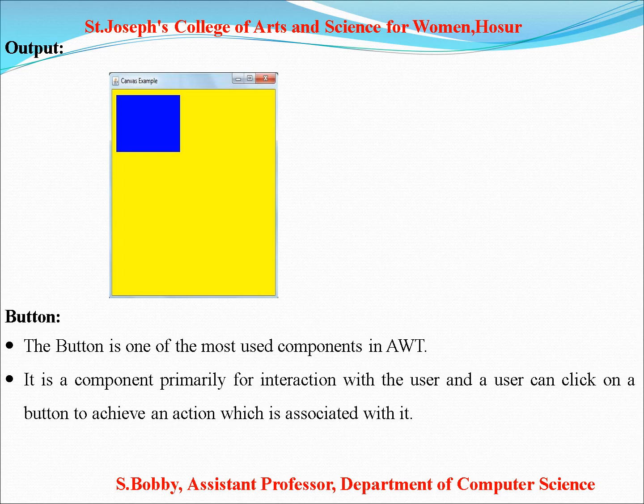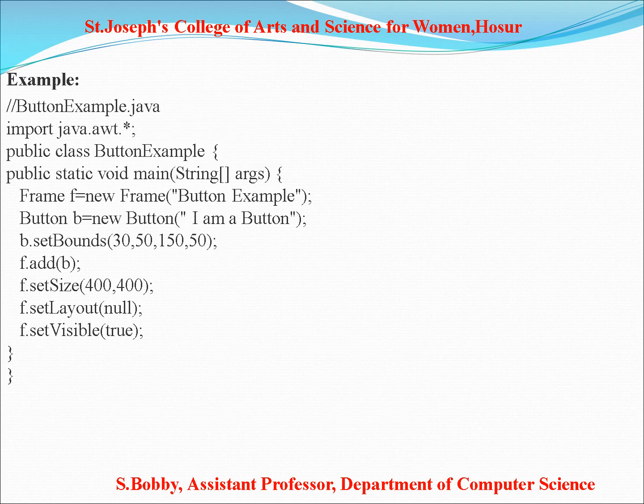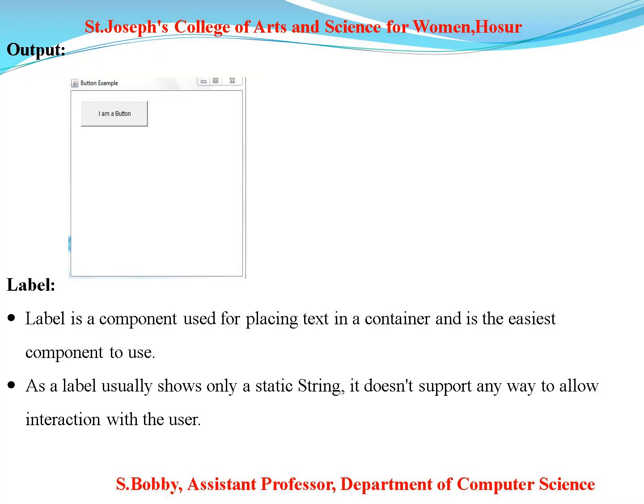Next, button. The button is one of the most used components in AWT. It is a component primarily for interaction with the user, and the user can click on a button to achieve an action with it. See the example. Import statement, class statement, then main method, creating the frame, then create the button, then set the bounds of the button, then adding, set size, set layout method, then set visible. This is the output of button.